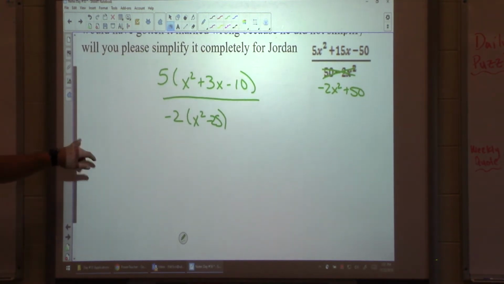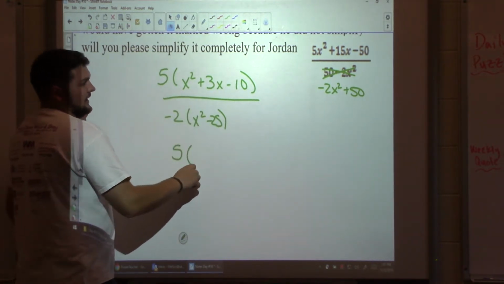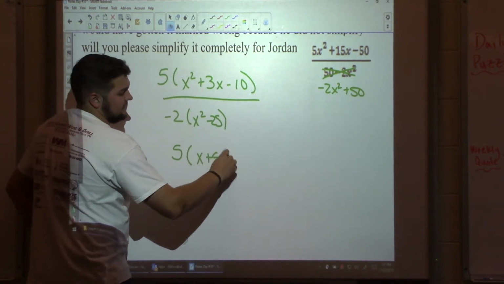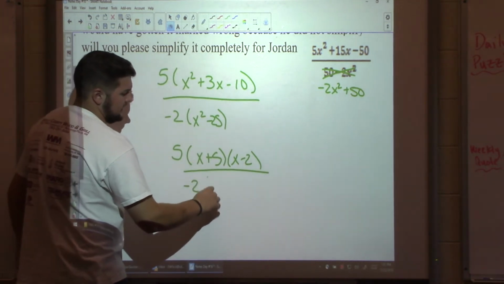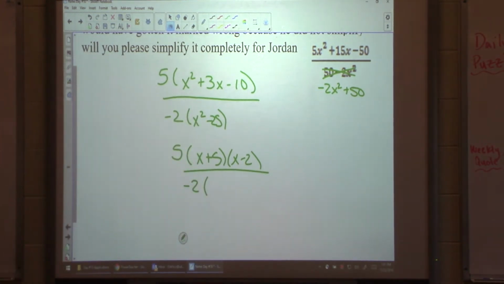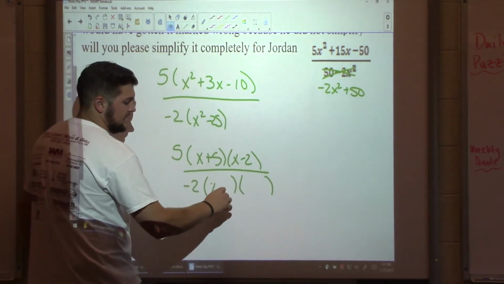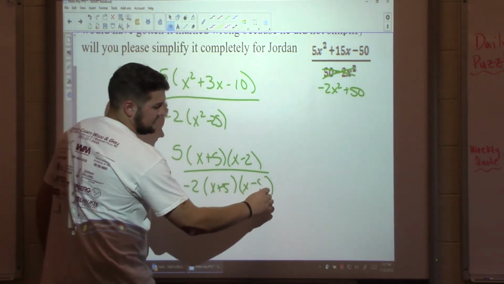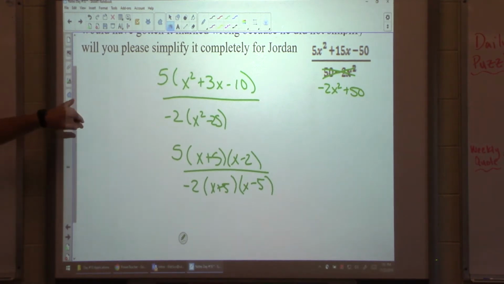Alright, am I done factoring? No. Factor each of those pieces. That x squared plus 3x minus 10 and x squared minus 25. On top it factors to x plus 5, x minus 2. In the denominator, hey, what is x squared minus 25? What do we call that? Difference of perfect squares. Very good. So that becomes x plus 5, x minus 5. Because we can just take the square root of both pieces, right, add them and subtract them.